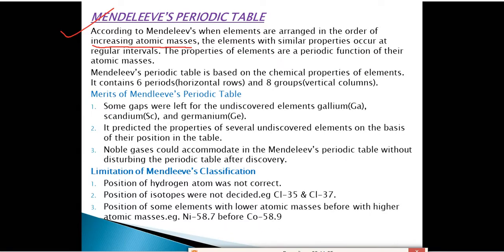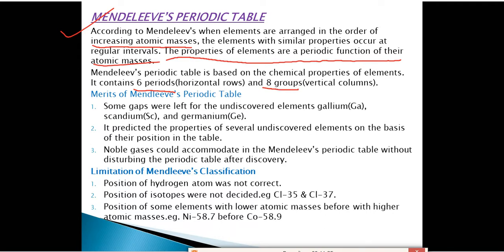The properties of elements are a periodic function of their atomic masses, and this is the law. This was a statement given by Mendeleev. Mendeleev's periodic table is based on chemical properties of elements. It contains 6 periods and 8 groups. Okay, on what basis did he arrange the elements? On the basis of increasing atomic masses. And according to him, how many periods were there? 6 periods and 8 groups were there.